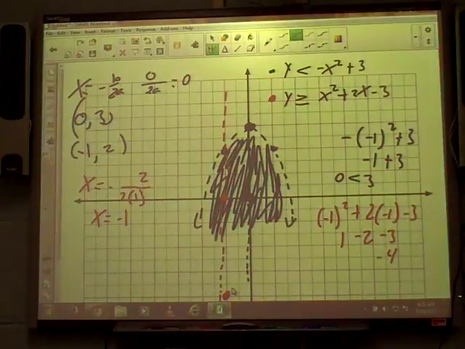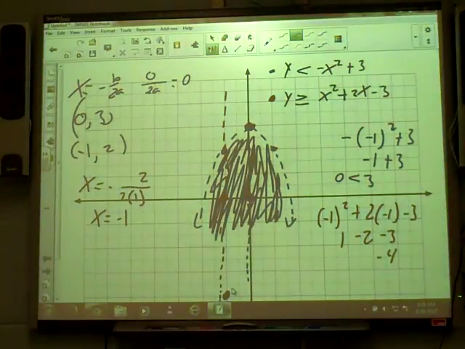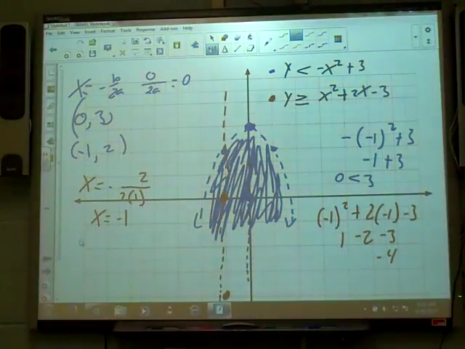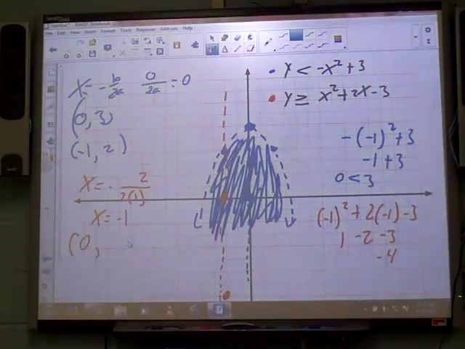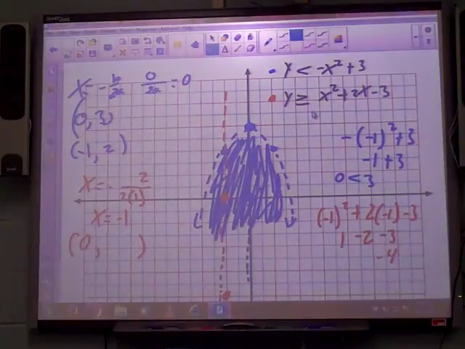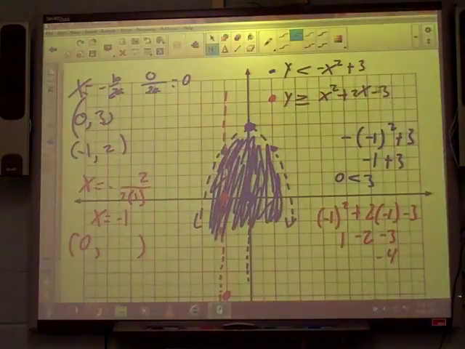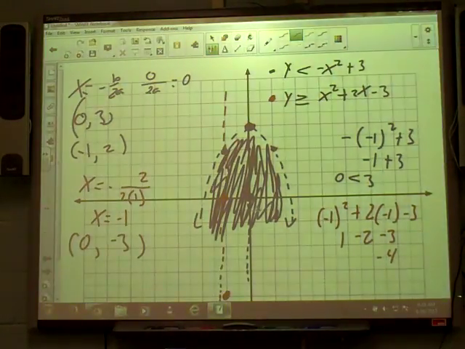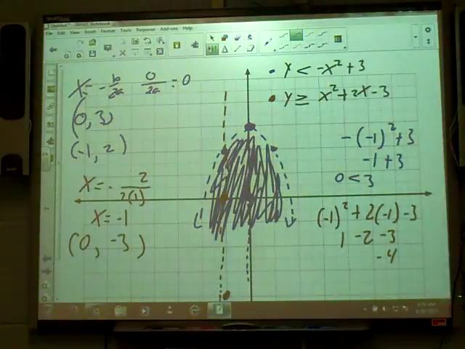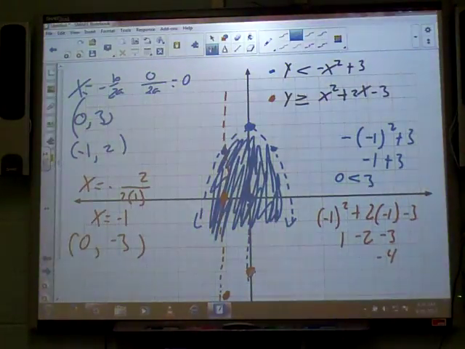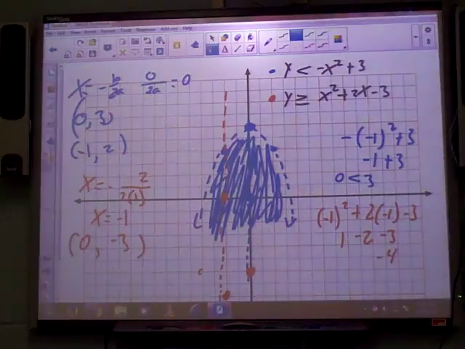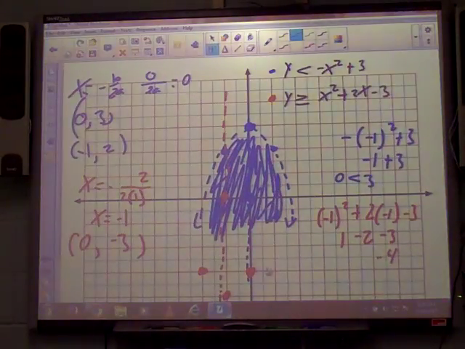Okay, now we pick some other point to plug in. How about 0? If I plug a 0 in here, that's nothing. Left with a -3. So I'm going to go over 0 and down 3. They have to be the same on the outside, same on the other. Very good. So there's my 3 dots for that parabola.